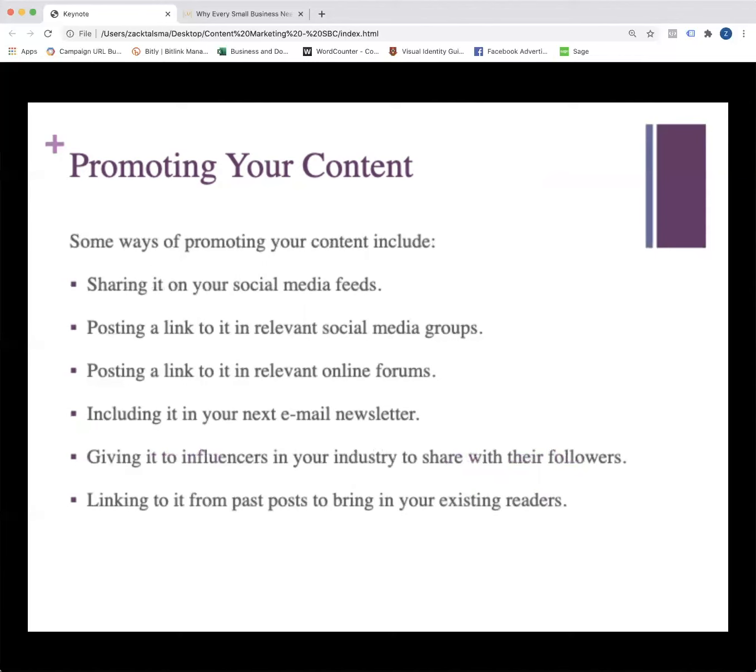Online forums, put it out in your monthly e-blast, give it to influencers in your industry to share with their followers, link past posts to this current post. Your past posts are going to have good SEO already and have some people on them. Take advantage of that with your new articles by sending people from those past posts to those new posts. There's any number of ways that you can go about promoting your content.